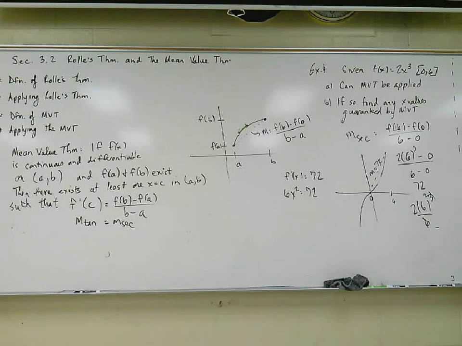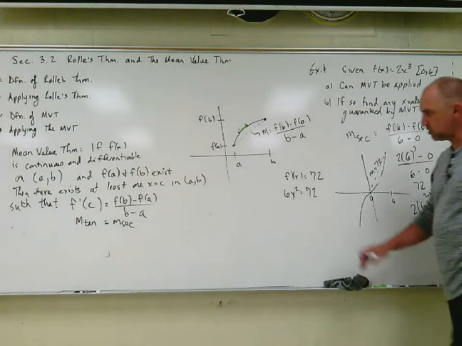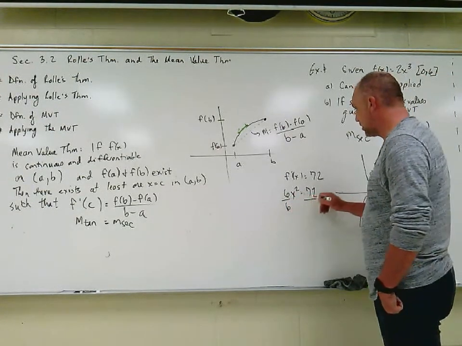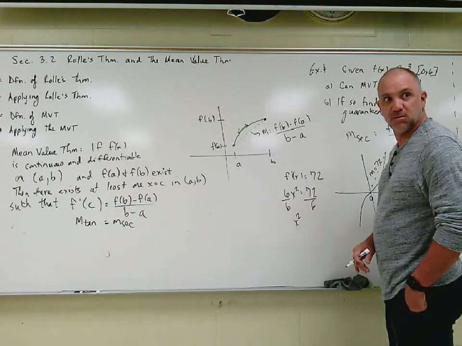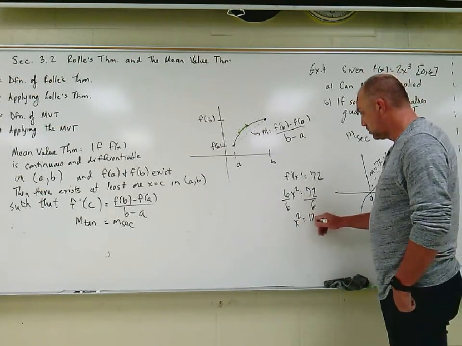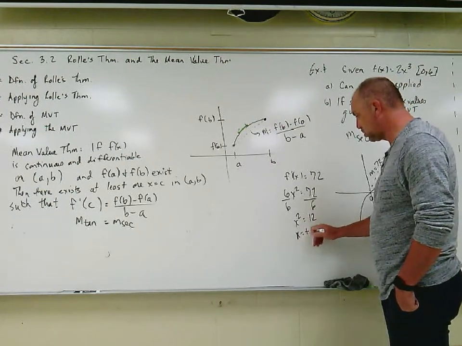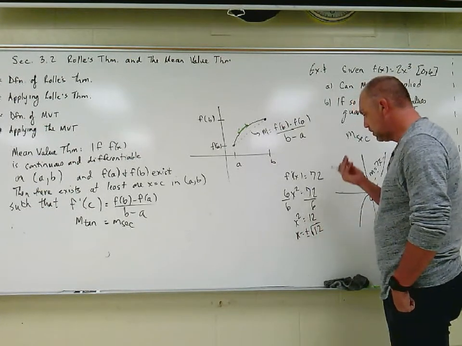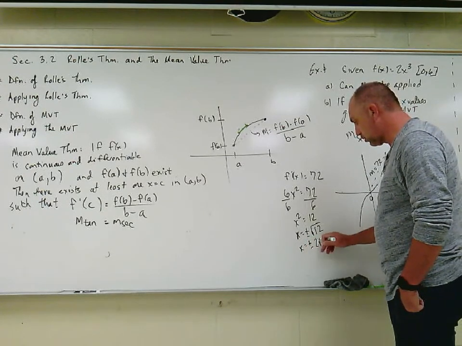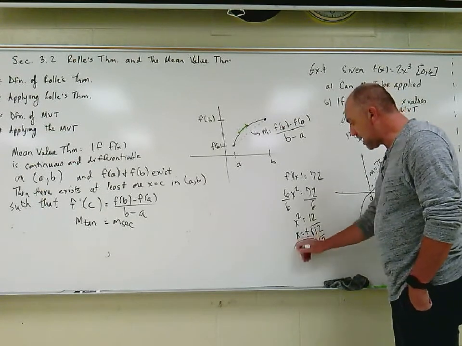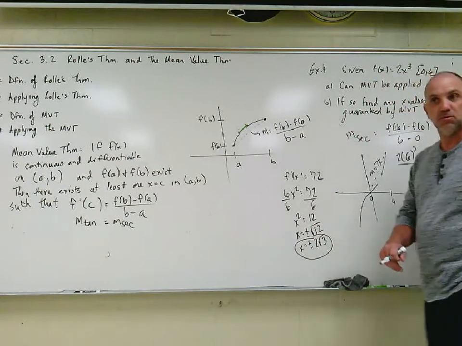All right, so the derivative is 6x squared. I set it equal to 72. I'm going to divide both sides by 6. What's 72 divided by 6? 12. Then I'm going to take the square root of both sides, plus or minus the square root of 12. Well, that's plus or minus 2 times the square root of 3. But I can't keep both of those answers.